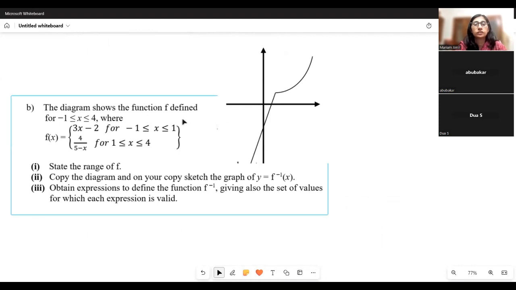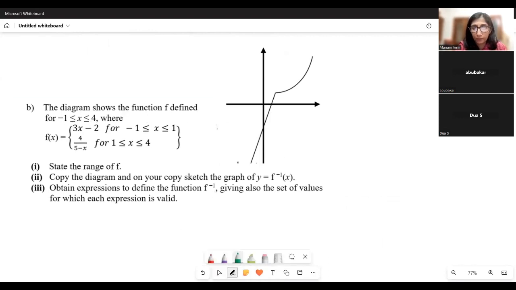The diagram shows the function f defined for -1 to 4. Starting from -1, so I'm going to write that on the graph. This would be -1, and it's ending at 4, so roughly here we have 4. State the range of f. So the domain of f is given, -1 to 4. We need the range of f.